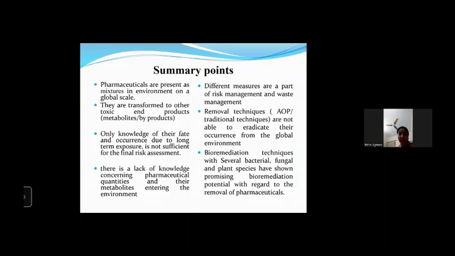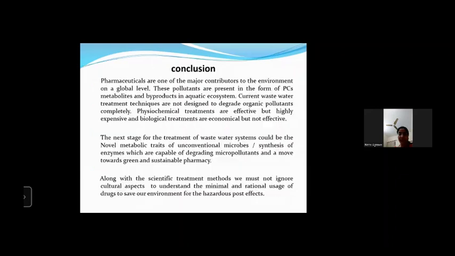These removal techniques we are definitely using, but they are not able to eradicate their occurrence from the global system. The bioremediation techniques, done with the help of microorganisms, bacteria, fungi, and plant species, are known as promising techniques and have great potential with regard to removal of pharmaceuticals. But no strategy is completely successful. So we must switch to those pathways where we can find the exact solution. Firstly, we can reduce the input, and next, find degradation pathways which are more efficient.